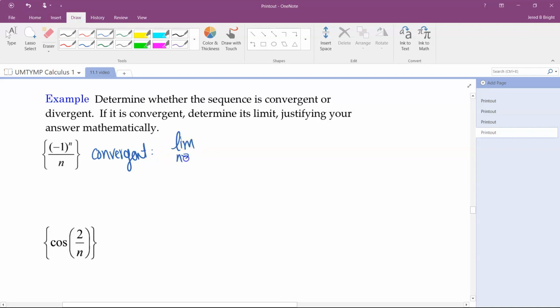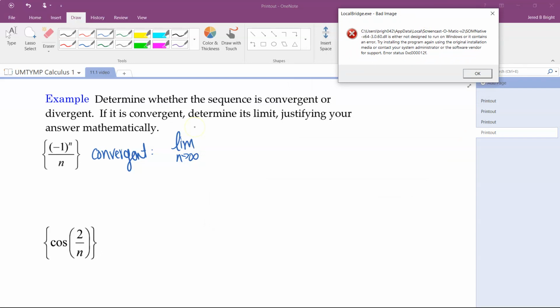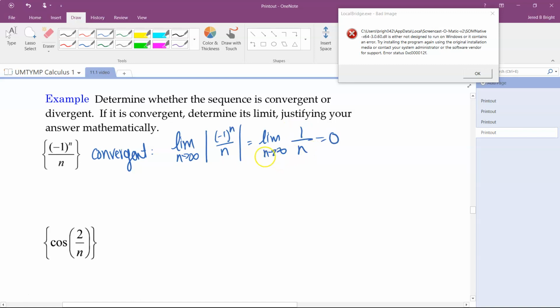So the limit as n approaches infinity of the absolute value of (-1)^n over n. The limit of the absolute value is just the limit as n goes to infinity, and the numerator would be +1 or -1, and the absolute value of that is 1. The denominator is just n, and this is going to be 0. So the limit of the absolute value is 0, therefore the limit of an, if we call this an, as n goes to infinity, is 0 by absolute convergence.